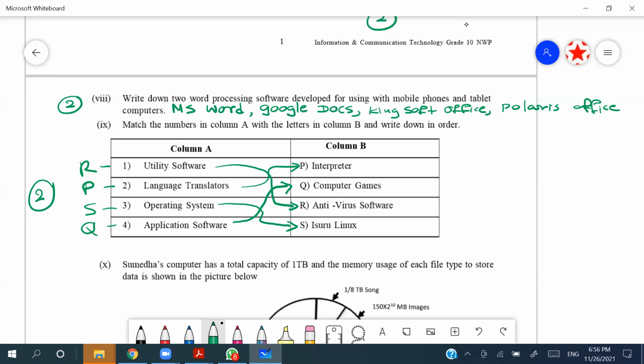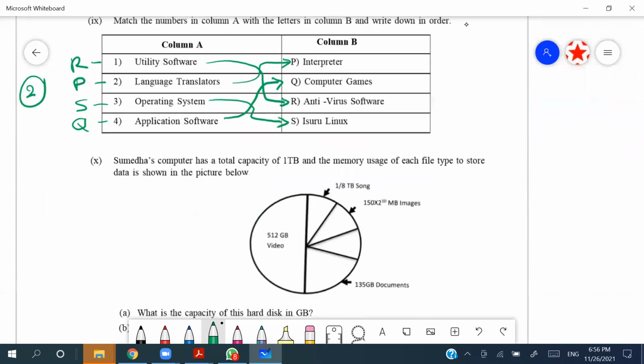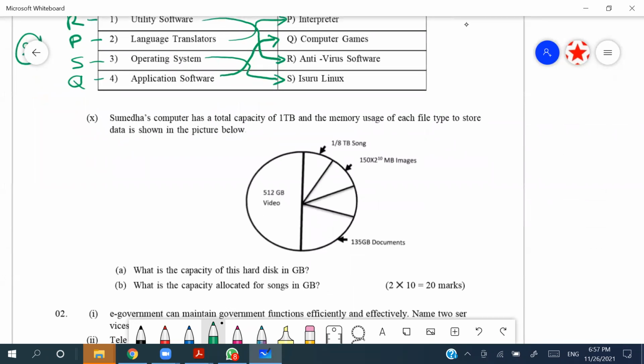And as the very last thing, they ask: Sumedha's computer has a total capacity of 1 TB and the memory usage of each file type to store data is shown in the picture below. All right. So the first question that they ask, what is the capacity of this hard disk in gigabytes? So they say it has a capacity of 1 TB.